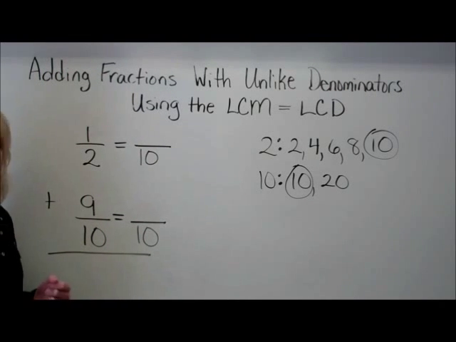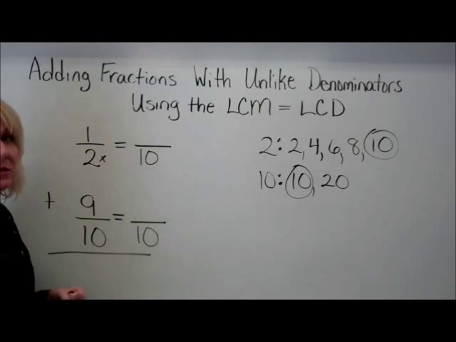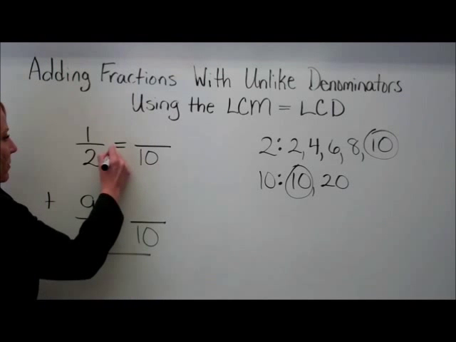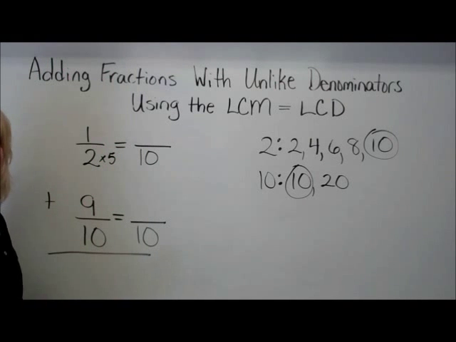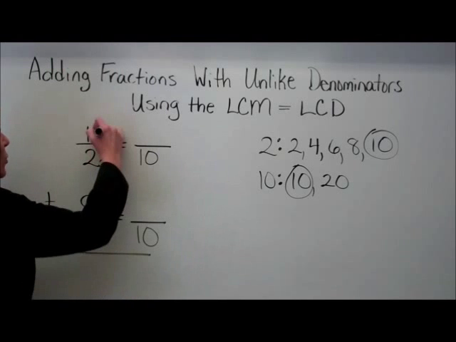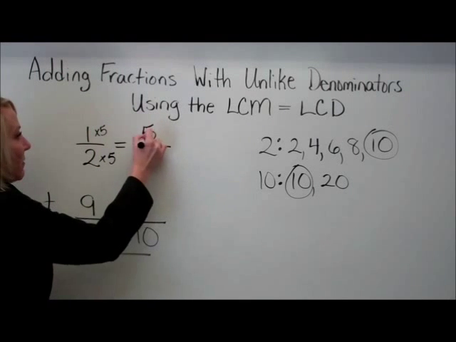Then we use what we know about equivalent fractions to figure out what we did. 2 times what gave us the answer of 10? It's 2 times 5. Whatever I do to the denominator, I need to do the same thing to the numerator. 1 times 5 is 5.